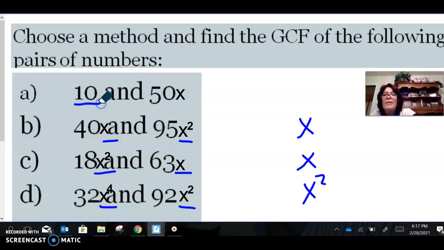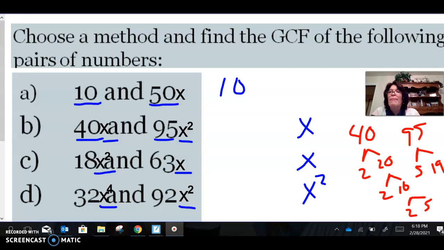Now I just need to figure out what's the biggest number that goes into 10 and 50. Well, that's 10 itself. What's the biggest number that goes into 40 and 95? I'd have to figure that out. Again, pause me and see if you get these answers. 40 and 95 I have over here. It looks like 5 is the biggest number that goes into 40 and 95, so 5x is the greatest common factor of 40x and 95x squared.